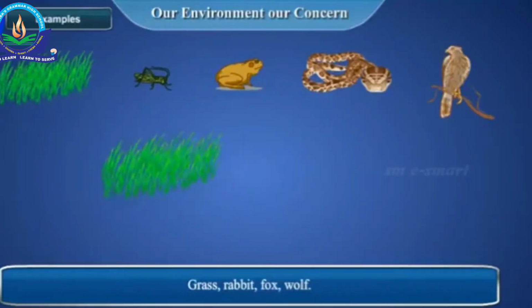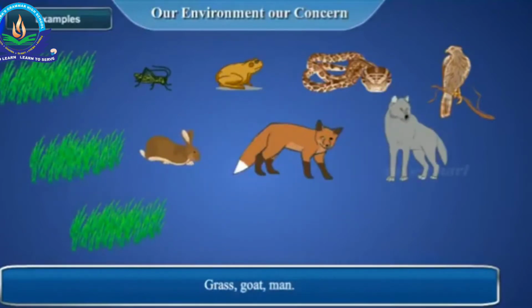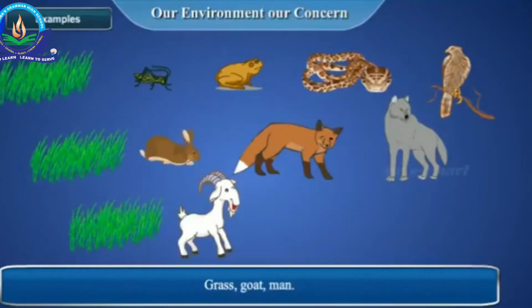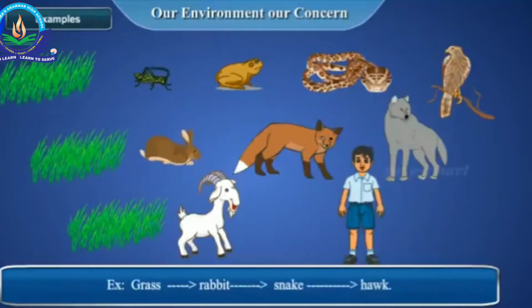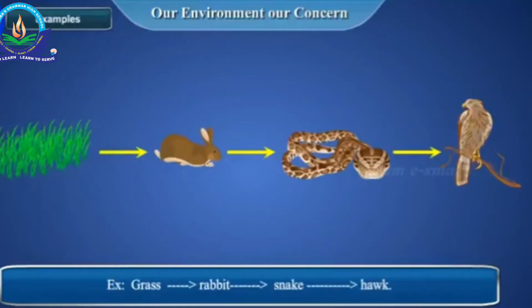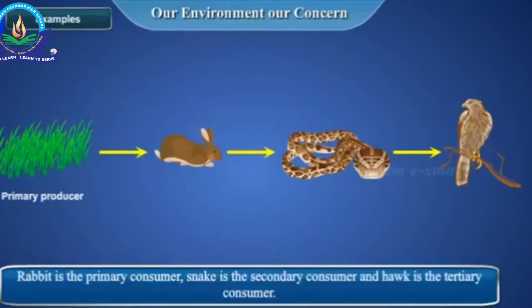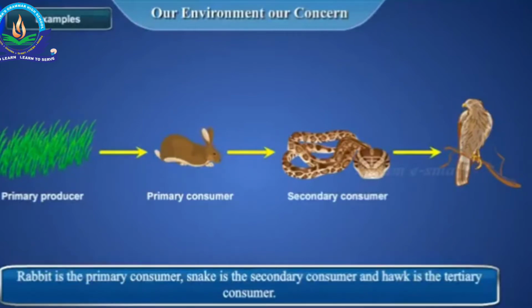Grass, rabbit, fox, wolf. Grass, goat, man. Example: grass, rabbit, snake, hawk. In the above food chain, grass is the primary producer, rabbit is the primary consumer, snake is the secondary consumer, and hawk is the tertiary consumer.